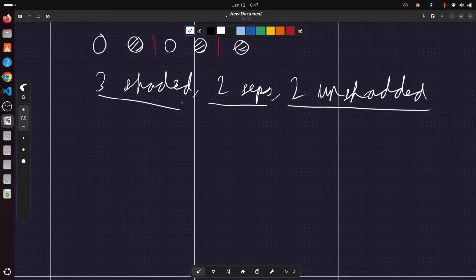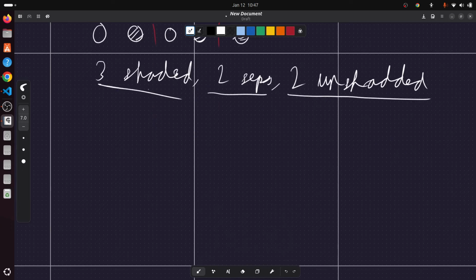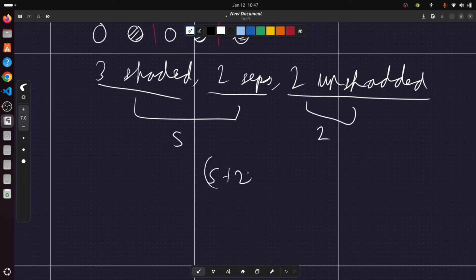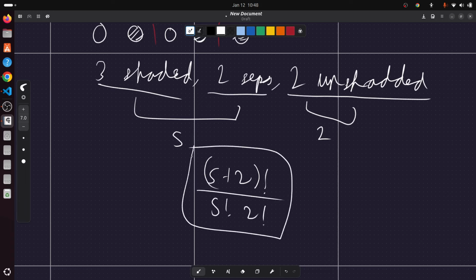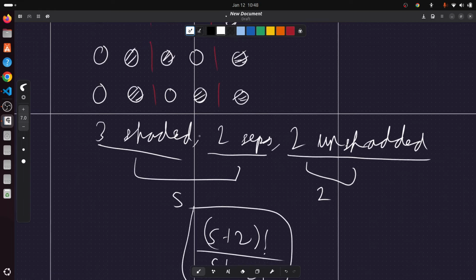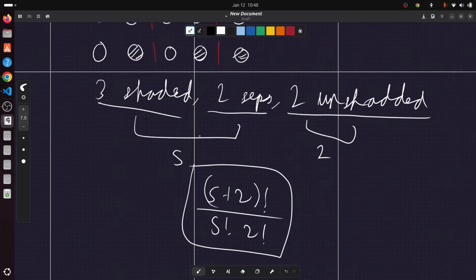Okay, so with the shaded balls and separators, the order is fixed, right? So basically we have 5 things of one type and 2 things of another type. So the answer is just (5 plus 2) factorial upon 5 factorial times 2 factorial. Okay, so this is the answer.